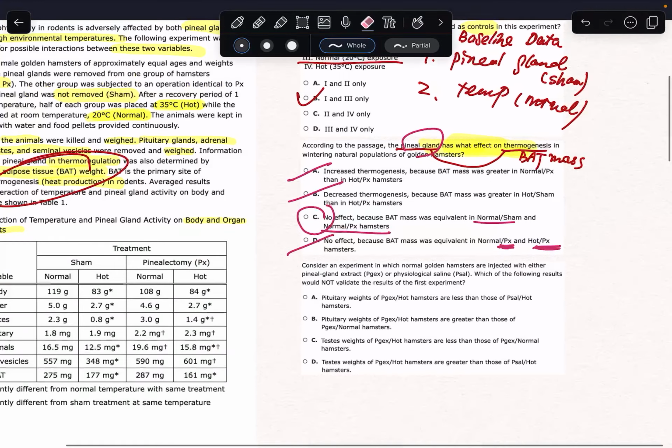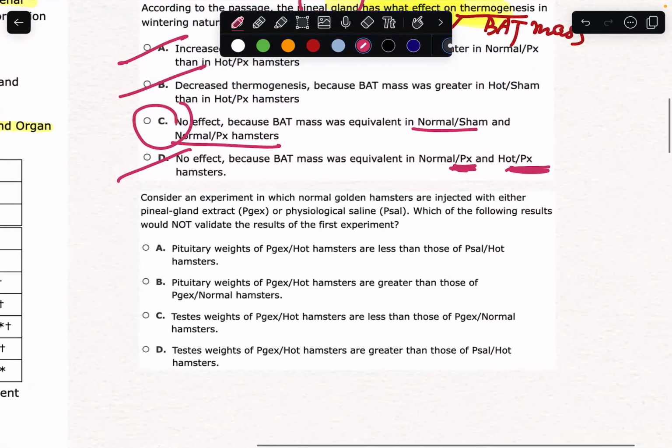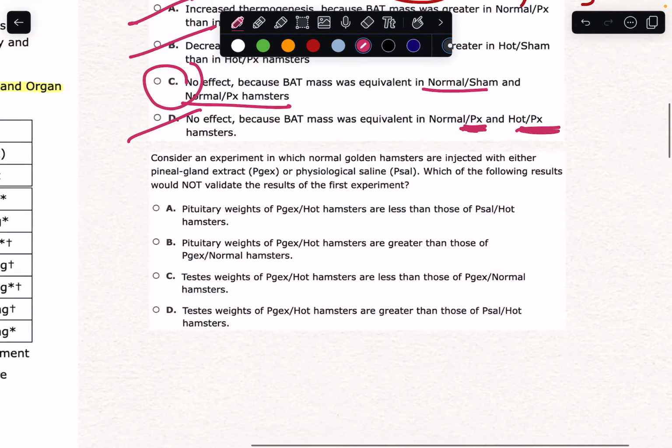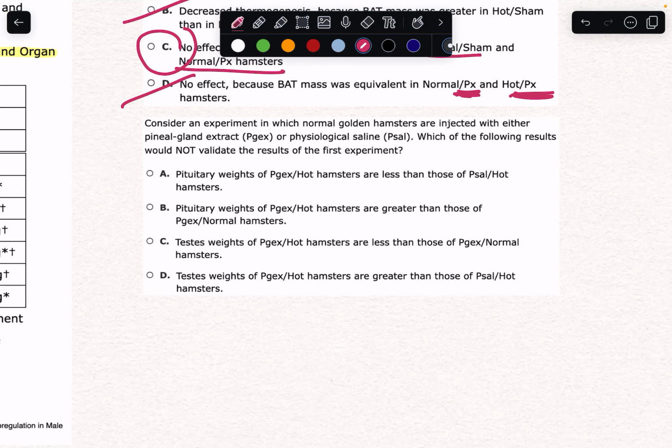The last problem says, consider an experiment in which normal golden hamsters are injected with either pineal gland extract, PGEX, or physiological saline, PSAL, like a placebo. This does nothing to the hamsters. Which of the following results would not validate the results of the first experiment? There's a lot in the question stem, okay?